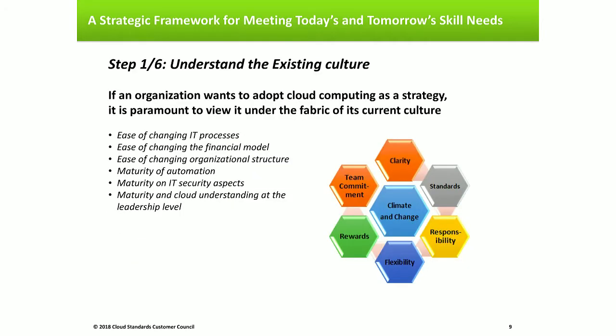Onward to slide 9. Okay, so we divided the skills transformation into 6 major steps. The first being understanding the existing culture. If an organization wants to adopt cloud computing as a strategy, it's really important to view it under the perspective of its current culture. This has to include things like understanding the organization's values, people interactions, and a basic understanding of what it is like to actually work in the organization.